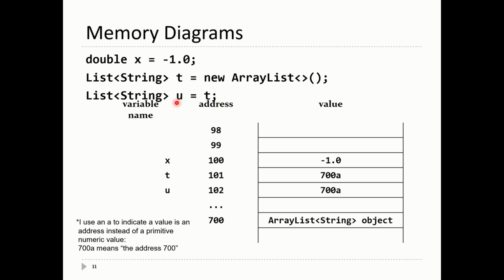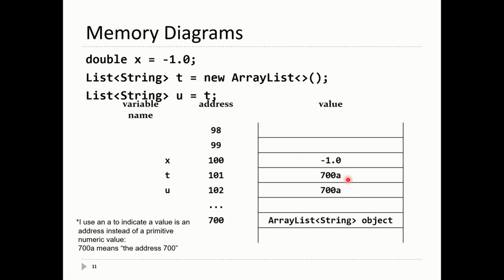When you write u equals t, what that means in Java is, whenever you write x equals y in Java, or in this case u equals t, literally what it means is go find the value of t and copy that onto u. So go find the value of t, that's 700, copy that into u, so that's 700. If they were primitive types, so if I had y equals x, then y would be minus 1. Take that value, copy it into the variable y.